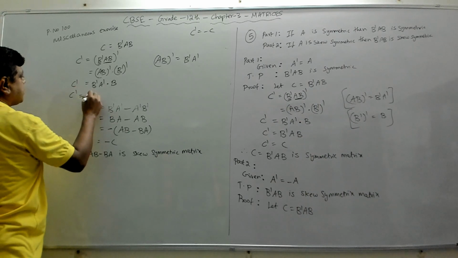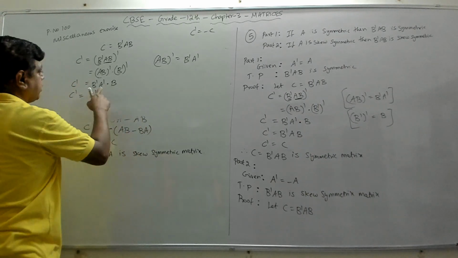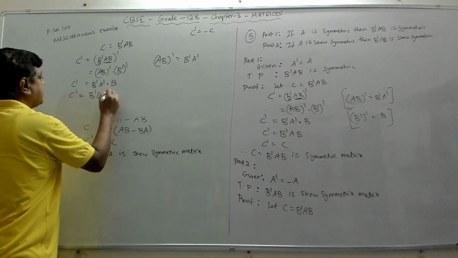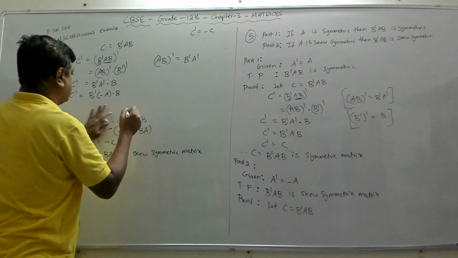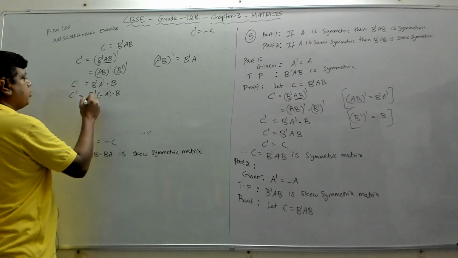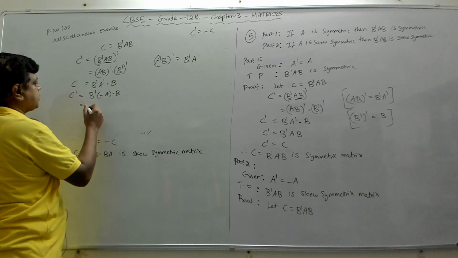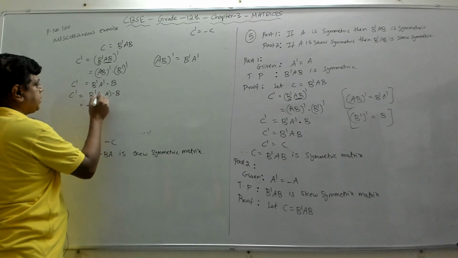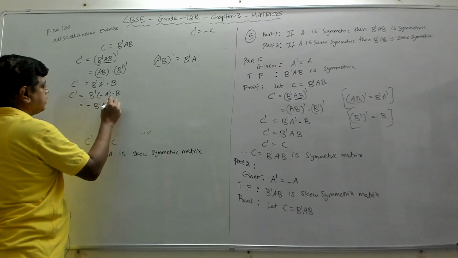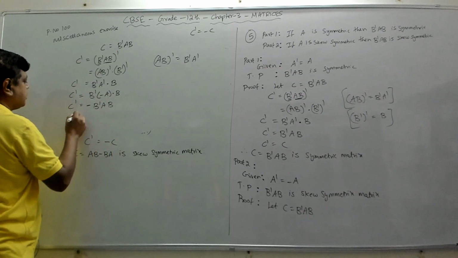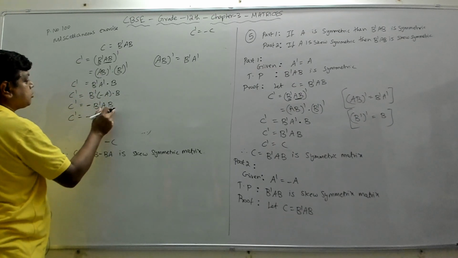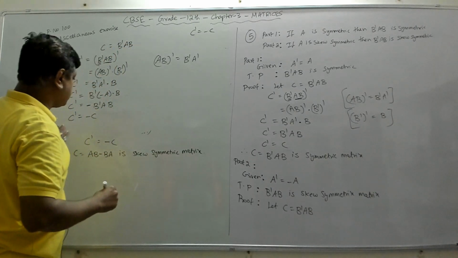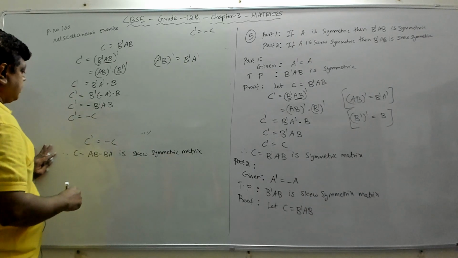C transpose becomes B transpose, and A transpose is what? A transpose is minus A. So instead of A transpose I'll put minus A into B. Then that minus will come out because of the properties of scalar multiplication of the matrix. So minus can be taken out. You will get B transpose AB. So C transpose equal to minus, what is B transpose AB? B transpose AB is C. So you got C transpose equal to minus C.